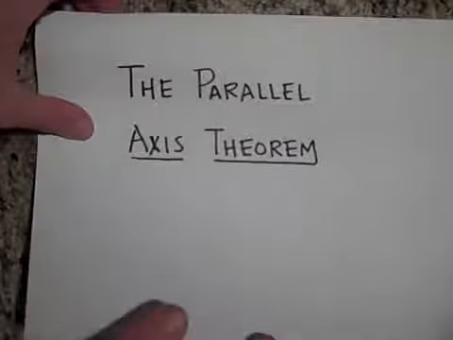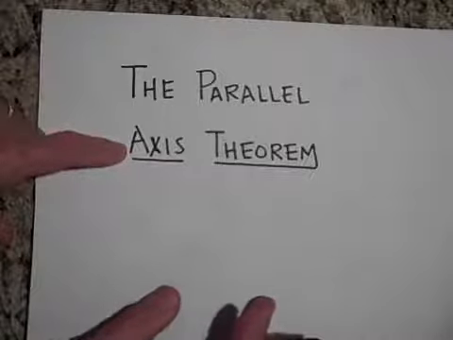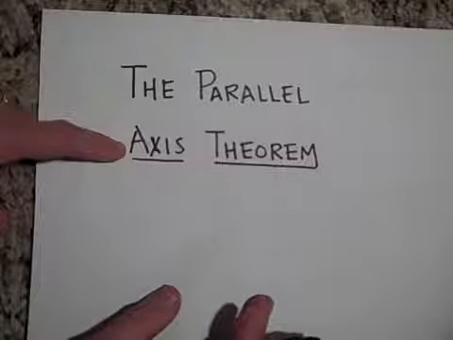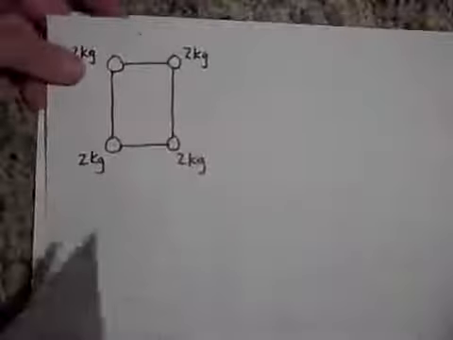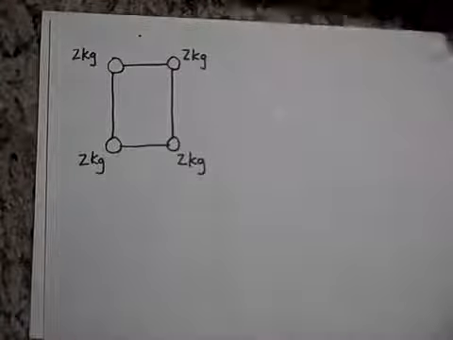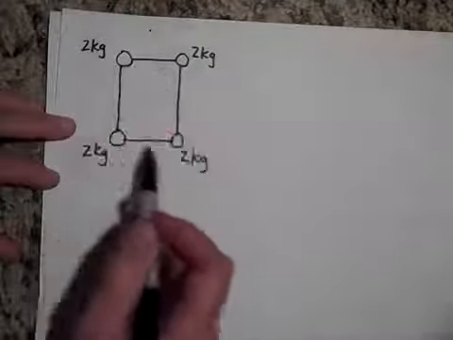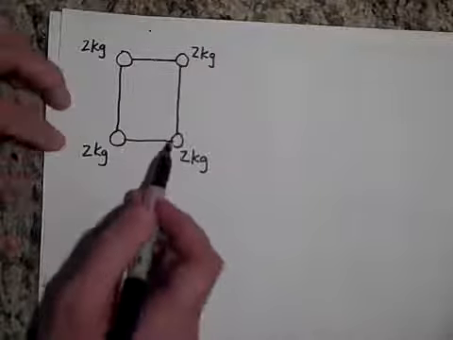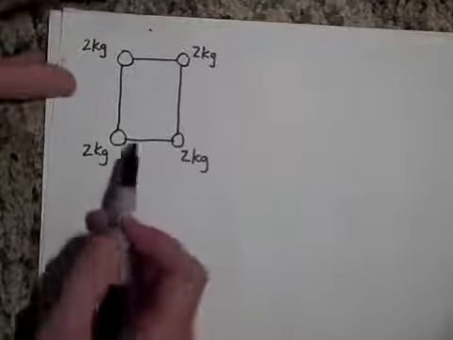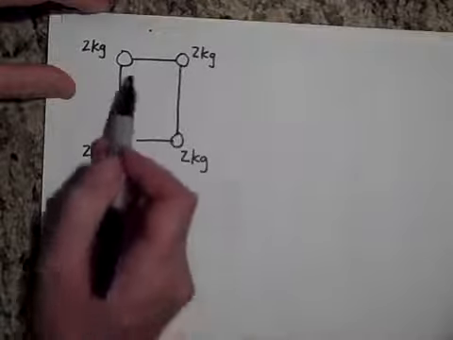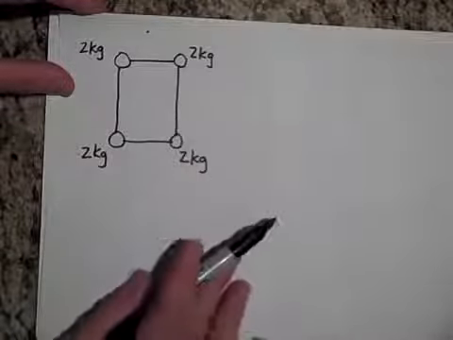Okay, so the parallel axis theorem helps you solve for the rotational inertias about axes that are not through the center of mass. And so it goes like this. First of all, let's agree where the center of mass of this system is. This is 2 kilograms, 2 kilograms, 2 kilograms, and 2 kilograms. They're connected by very light rods, and I should have told you that on the last one, that these rods that are connecting these things are extremely light compared to the 2 kilograms. That's why we're ignoring them.